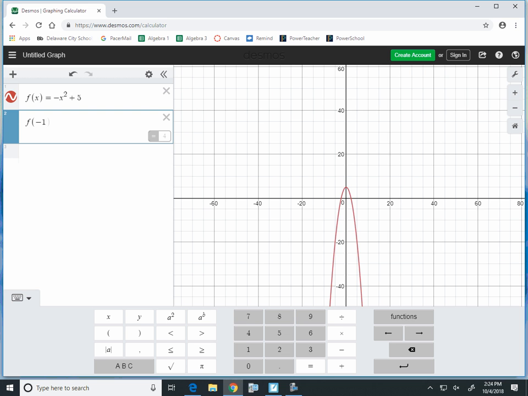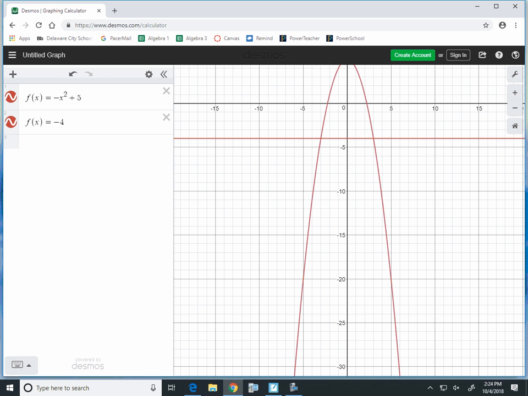I'm sure that you're probably good on that, but I really want to focus on that f of x equals negative 4. So type in f of x equals negative 4. Okay, how many times does that negative 4 line cross our graph? Twice. If you click on those intersections, it's going to tell you what x values show up there. Negative 3 and 3. Negative 3 and 3 for that last one.